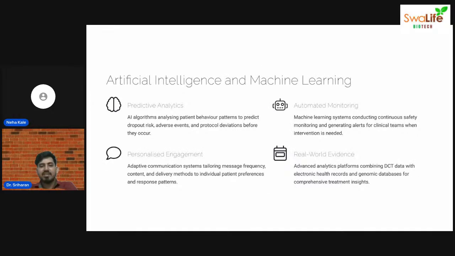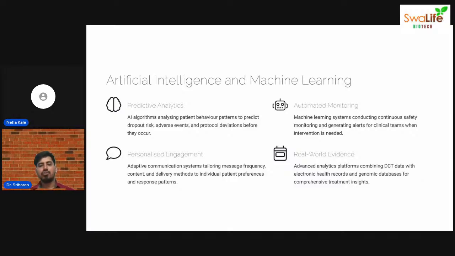Artificial intelligence and machine learning. Using artificial intelligence, we can predict and analyze using AI algorithms. We can see this very deeply in tomorrow's class. And automated monitoring using a chatbot, we are using personalized engagement, dealing with the individual patient's perspective. In medication adherence, we can attend to the individual patient, because the individual patient alone may not take the tablet during the trial. So the personalized engagement also takes place.